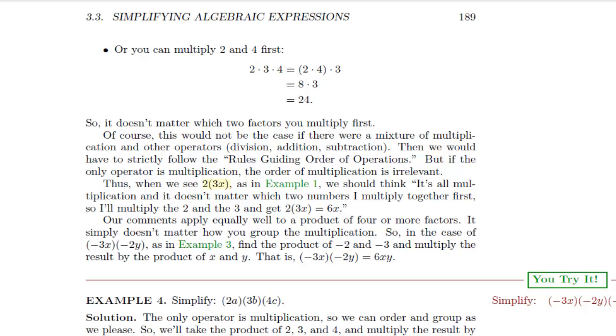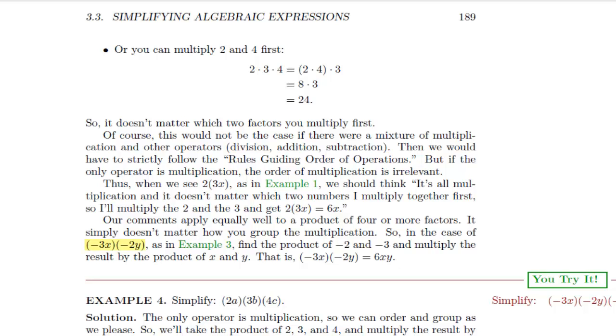Thus, when we see 2 times 3x as in example 1, we should think it's all multiplication. It doesn't matter which two numbers I multiply together first, so I'll multiply the 2 and 3 and get 2 times 3x equals 6x. Our comments apply equally well to a product of 4 or more factors. It simply doesn't matter how you group the multiplication.